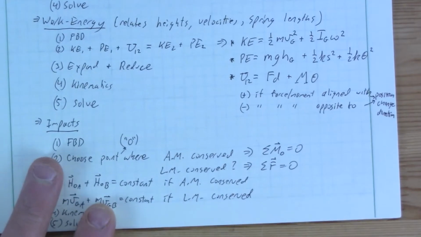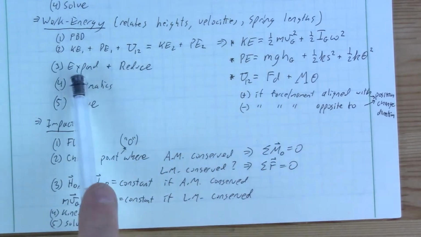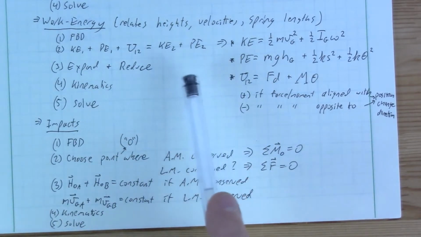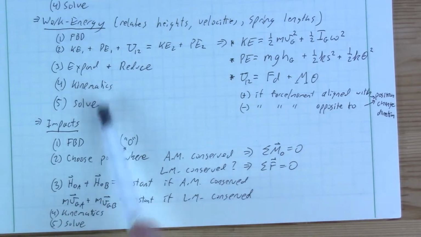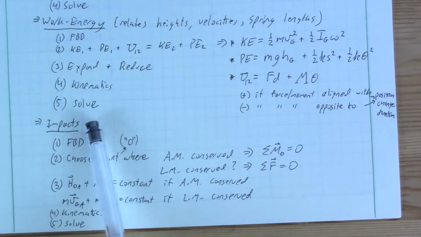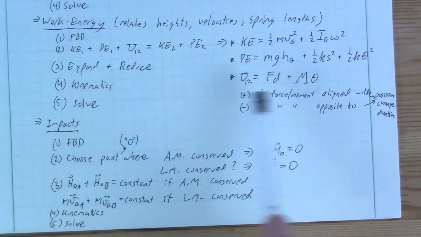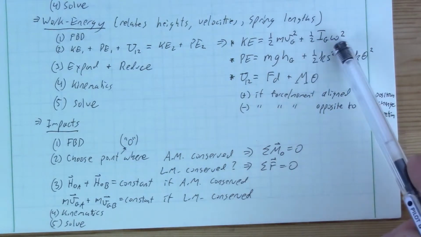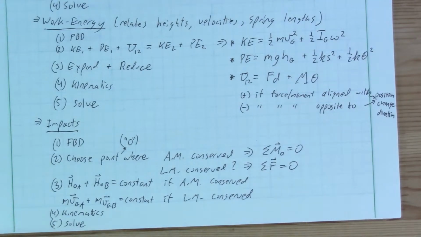Okay, let's zoom back out. Once we have that, we would expand it, cancel things out if we can, work through any kinematics if we need to, and then solve the system of equations. The kinematics would be to relate things: if we're looking for omega, can we write vG in terms of omega? Things like that. Then the third analysis technique for our rigid body planar motion kinetics is impacts.